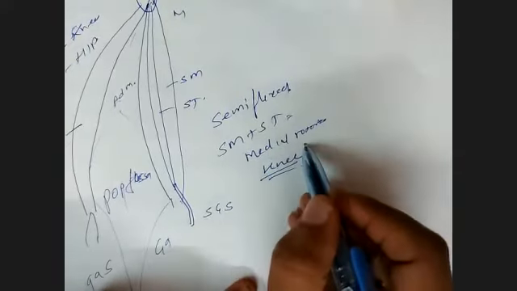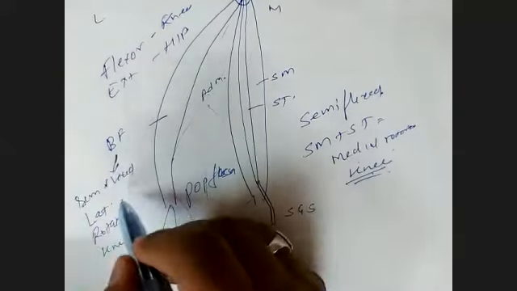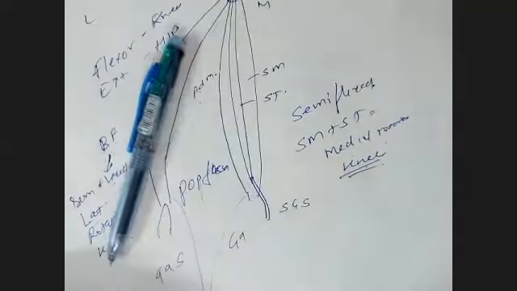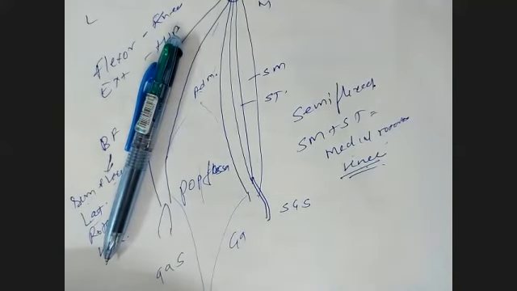As we discussed their actions, they are flexors of the knee and extensors of the hip. In a semi-flexed position, the semimembranosus and semitendinosus also cause medial rotation of the knee. Biceps femoris in a semi-flexed position causes lateral rotation of the knee. So that's all about the hamstring muscles. Thank you so much.